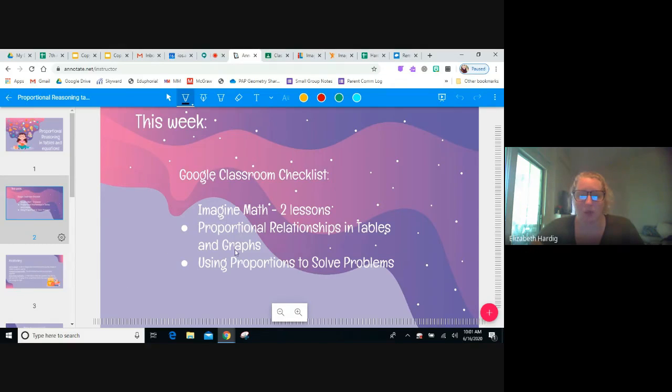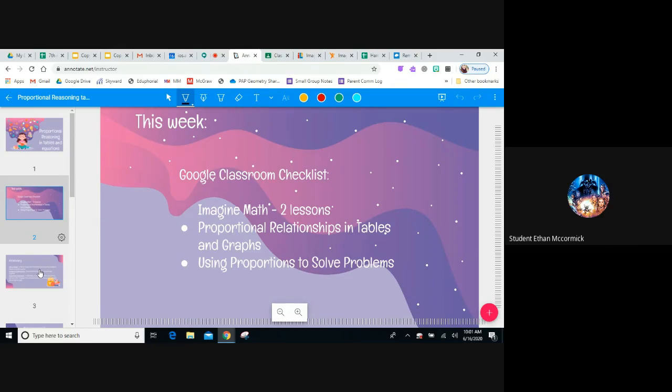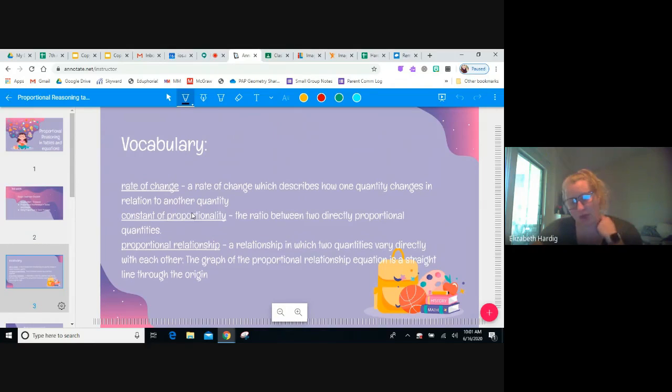So today we're going to talk about this first lesson, and then tomorrow we'll be looking at using proportions to solve problems. So the first thing we want to look at is vocabulary. We have already talked about a rate of change, which describes how something changes in relation to another. And we talked about how we can find it by finding the change in y over the change in x, and that gives us our m, which is rate of change.